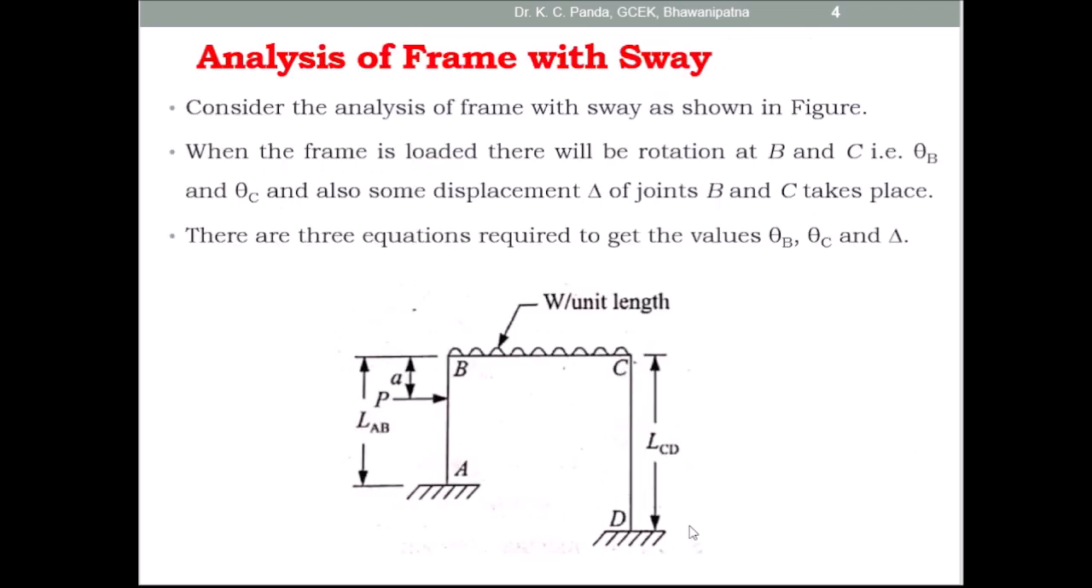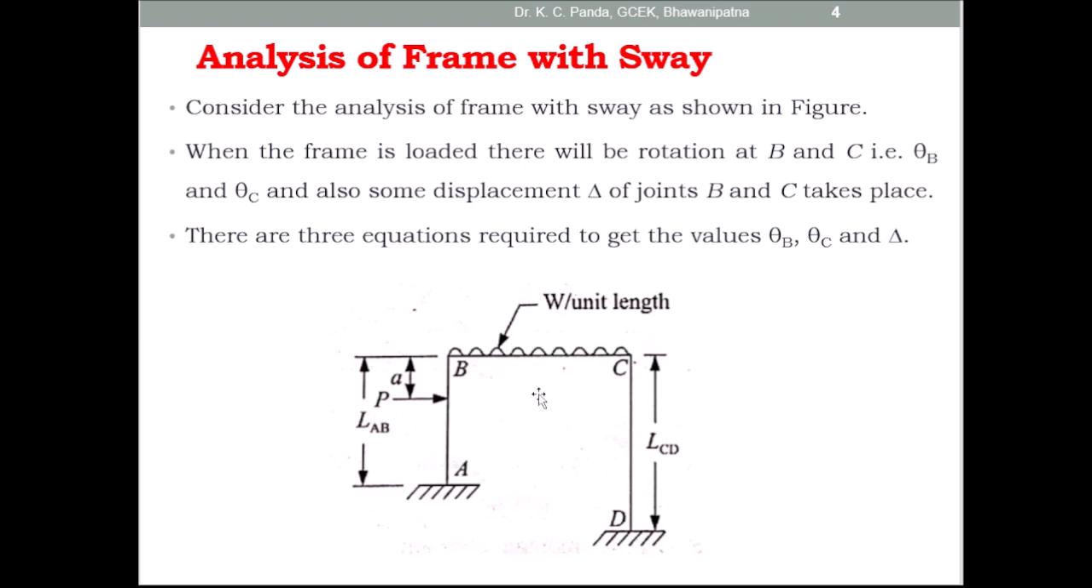Then coming to how to analyze the frame with sway. Look at this figure. This is an example of a sway frame, and this is vertical member AB, this is vertical member CD. Support A is fixed and support D is fixed, and BC is the beam joining the two. At support A, due to the fixed end, the slope theta A is equal to 0, and at support D, due to the fixed end, the slope theta D is equal to 0.